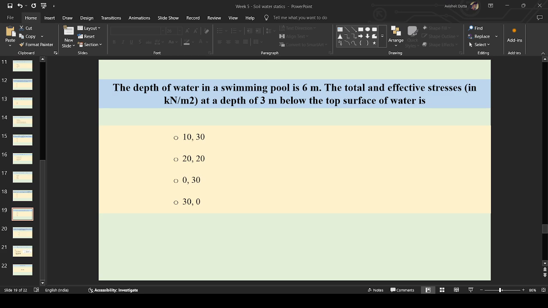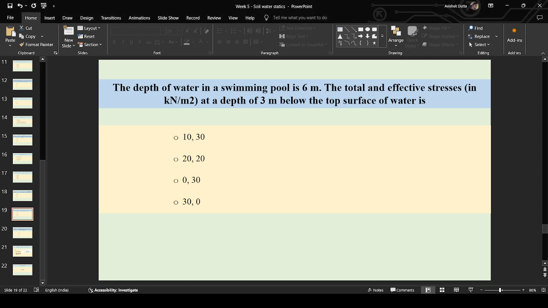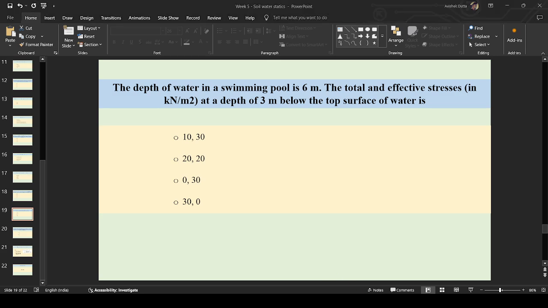The depth of water in a swimming pool is 6 meter. The total and effective stresses in kilonewton per meter square at a depth of 3 meter below the top surface of water is. So the options will have the first one as the total stress and the second one as effective stress. The options are 10 and 30, 10 being the total, 30 being the effective. Option B, 20 and 20.